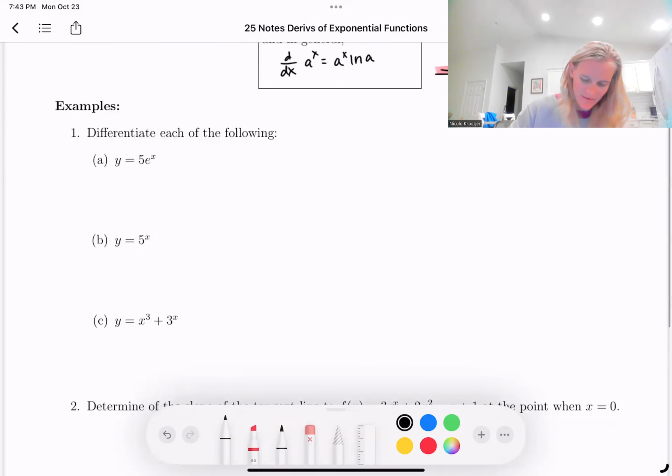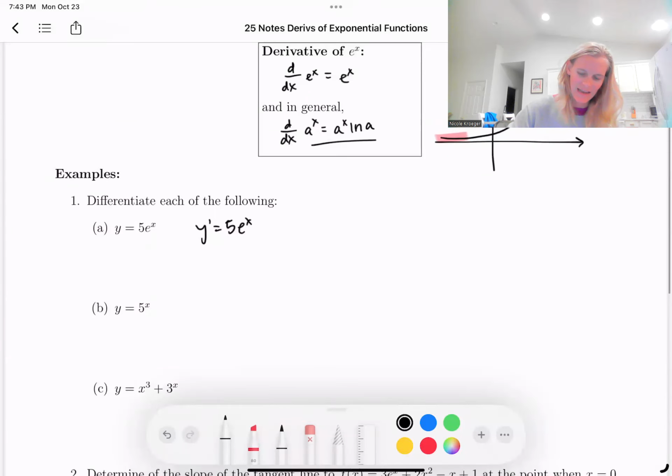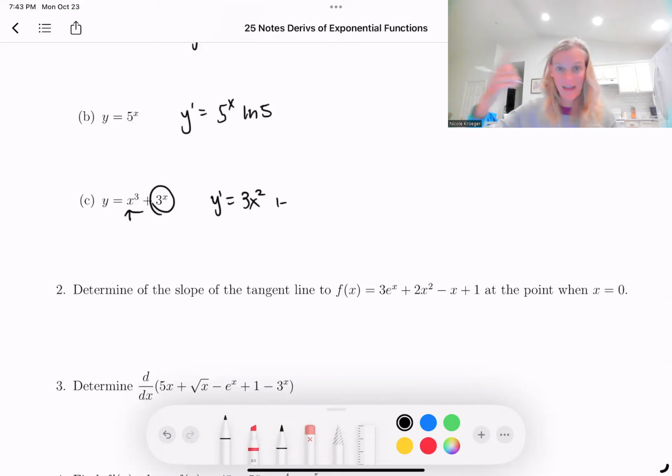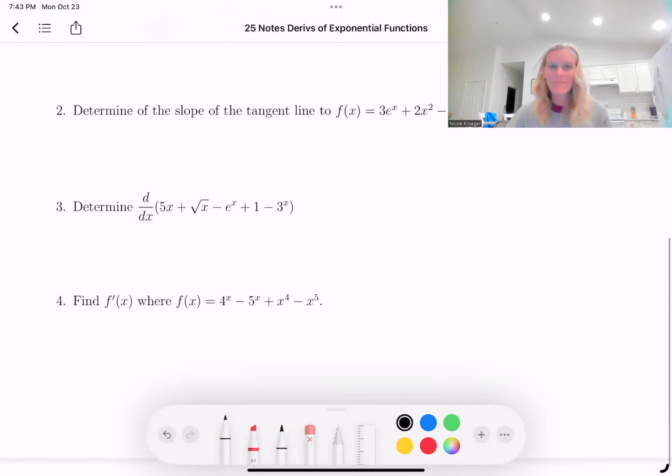So 5e to the x, we leave the 5, and we take the derivative of e to the x, which is just e to the x. So the derivative of 5e to the x is still 5e to the x. 5 to the x, that's like an a to the x, so its derivative is 5 to the x ln of 5. x cubed is like what we did before. We'll just do a power rule on that. So we get 3x squared. Now 3 to the x, that's exponential because the x is in the exponent. So that's 3 to the x ln of 3. Okay, we can keep chugging along.